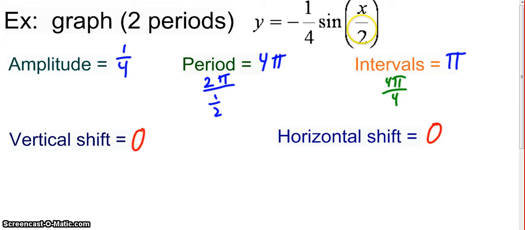The period, we do 2 pi divided by b. We need to recognize that the b value here is 1/2, so I have 2 pi divided by 1/2. That is not the same as 2 pi divided by 2. So remember, I actually have to multiply by the reciprocal of the denominator, and that's how I get 4 pi. The intervals are the period divided by 4. That's pi.